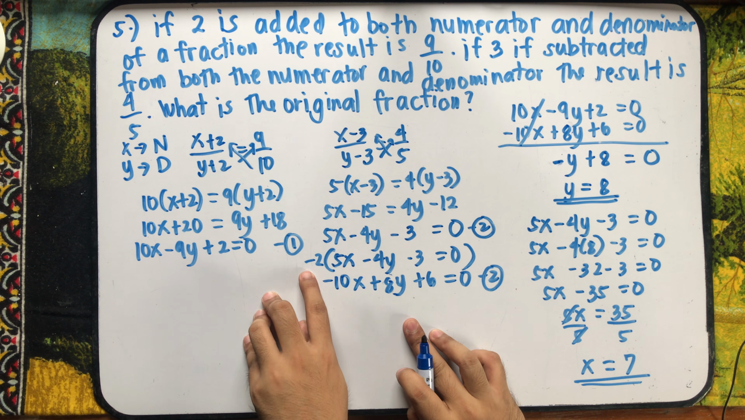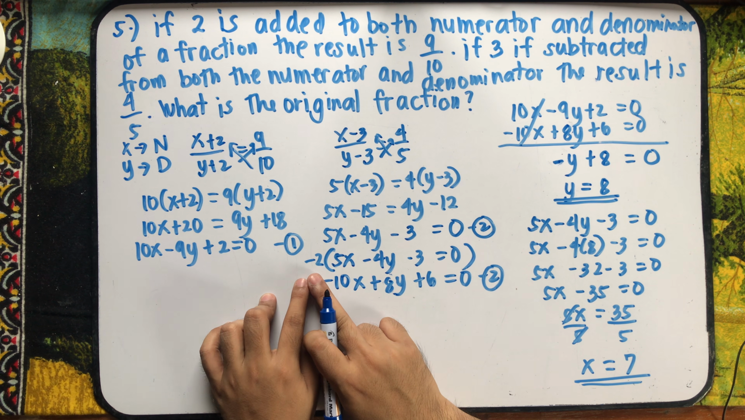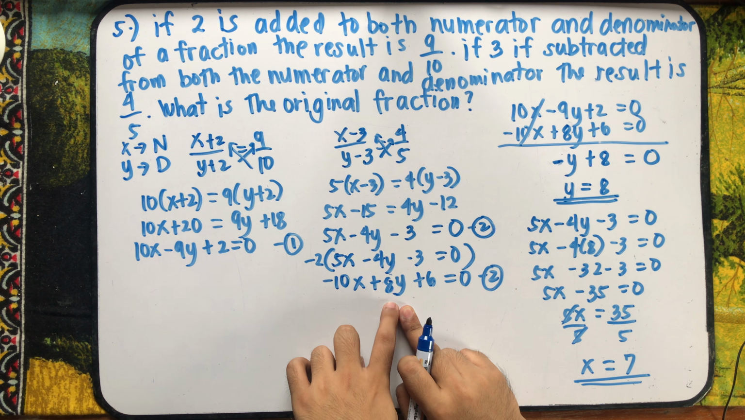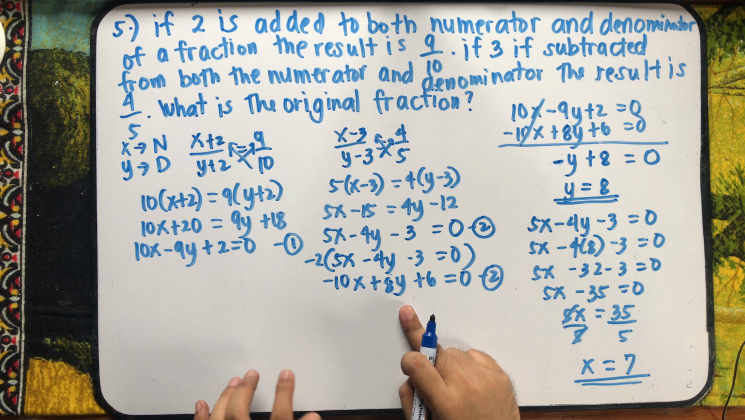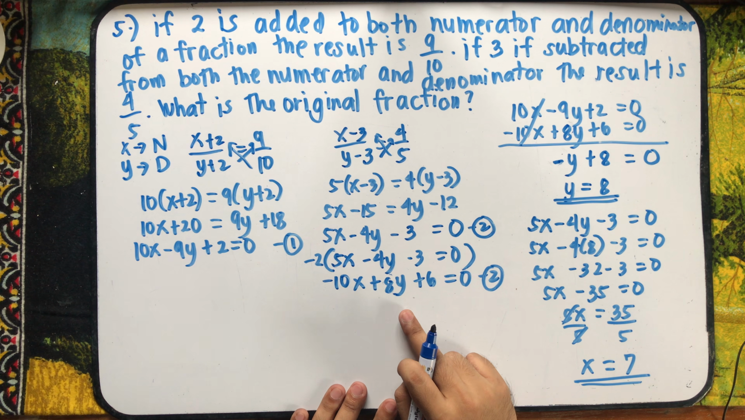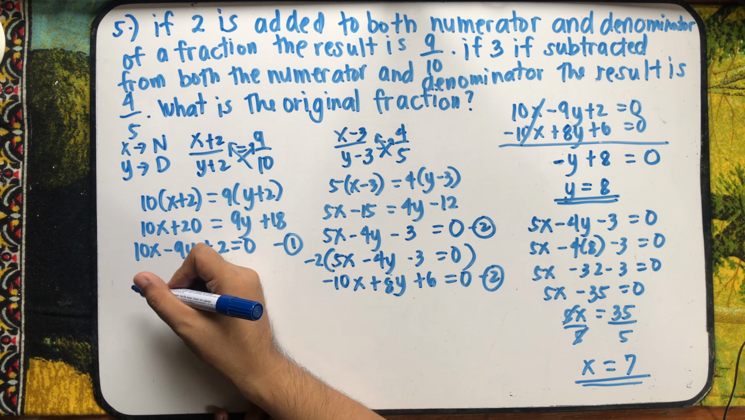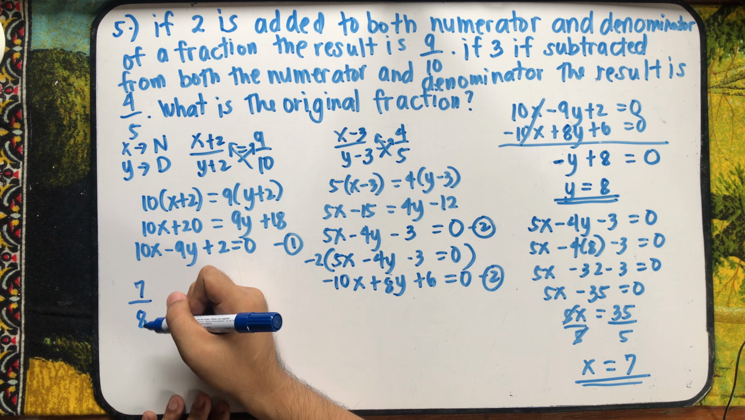Again, do not be confused by this one. I just multiplied negative 2 to negative 4y, and that becomes positive 8y. Okay, so let us now get the original fraction. Therefore, the original fraction now would be 7 over 8.